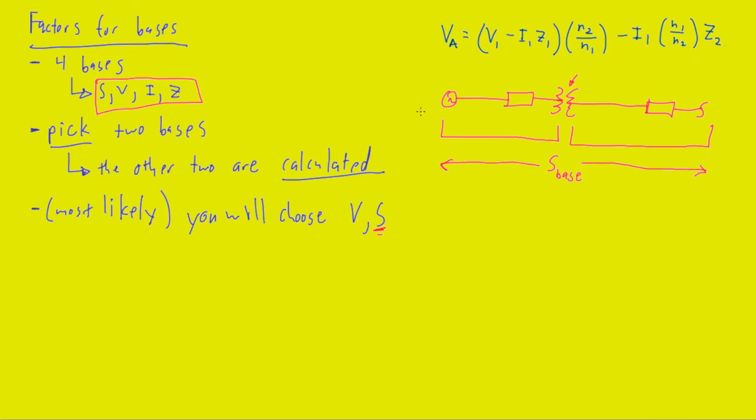Now, moving to the discussion of voltage, we can obviously understand that a transformer is going to affect voltage, so our voltage on one side is not going to be the same as the other side. This means we'll have 2 voltage bases, one on one side, one on the other.